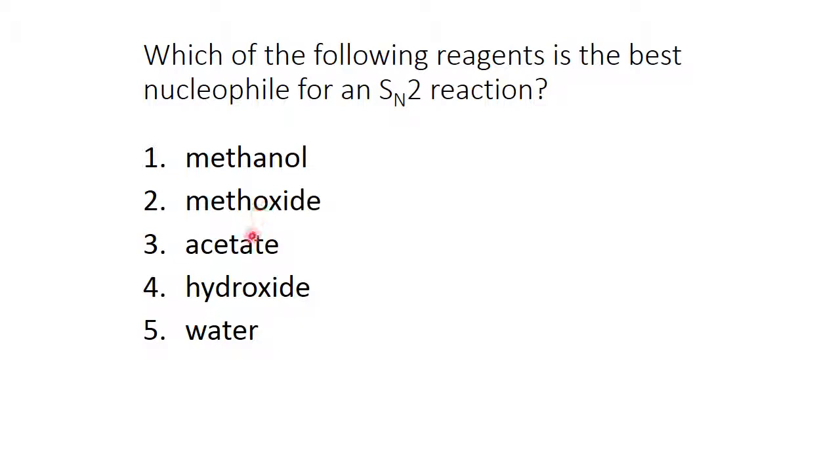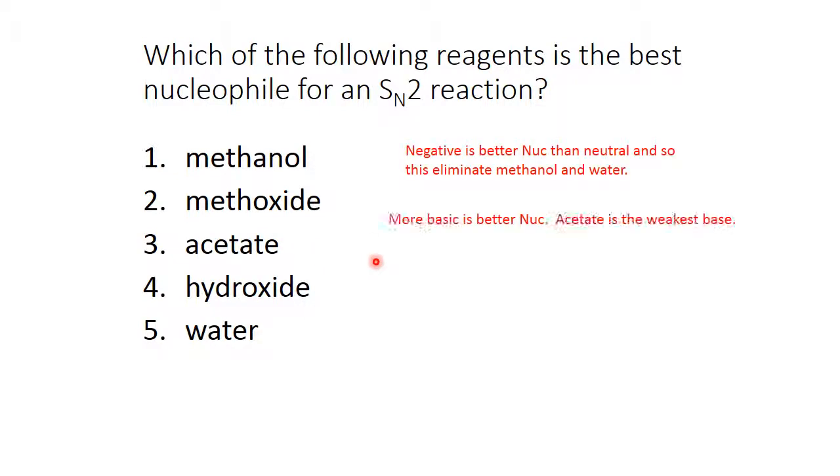I then see methoxide, acetate, and hydroxide. The acetate has a carbonyl and an oxygen, and it's resonance stabilized, and so the acetate is not the best nucleophile. Acetate is the weakest base there. Methoxide and hydroxide are stronger. Hydroxide is weaker than methoxide, and so the best nucleophile is going to end up being methoxide.